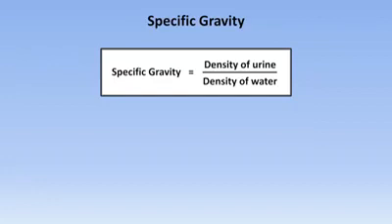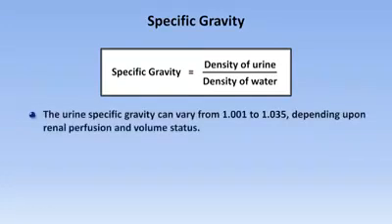Although urine is mostly composed of water, because it also contains electrolytes and urea, among a few other compounds, it's always slightly more dense. In the absence of highly unusual circumstances, the specific gravity can vary from 1.001 up to about 1.035, depending upon renal perfusion and volume status.